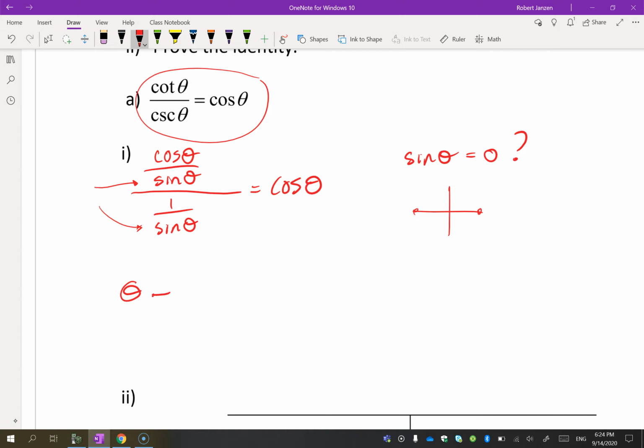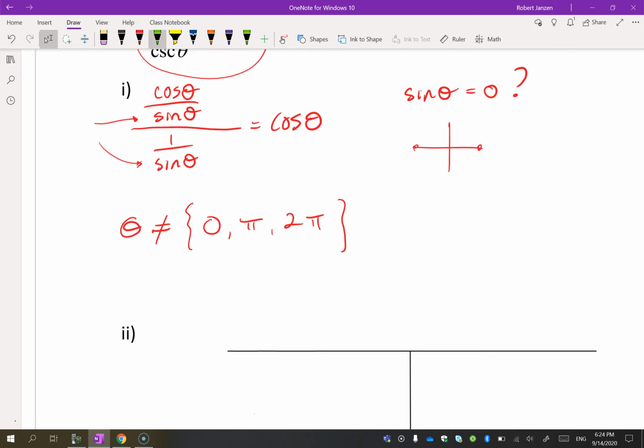So theta cannot be 0, pi, and 2 pi. Now, we could keep going, but let's assume that we just mean for 0 to 2 pi. Okay, so if you use any of those 3 values and put them in the equation, you're going to get a non-permissible value.